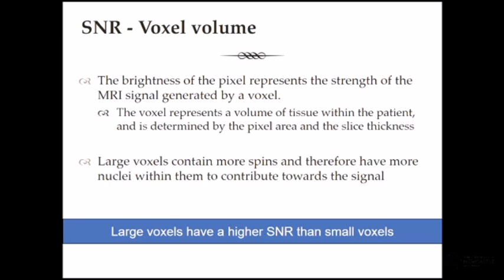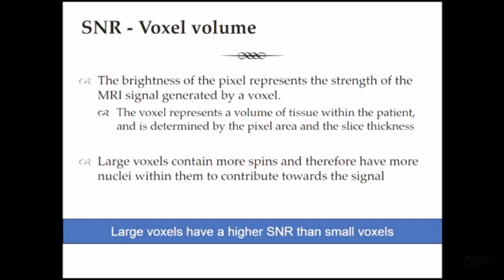Voxel volume. The brightness of the pixel represents the strength of the MRI signal generated within that voxel, so it's dependent on how many spins are in that voxel. The voxel represents the volume of tissue within the patient and is determined by the pixel area and the slice thickness. As I said before, a 256 by 256 field of view, divided by that size matrix, will give us a 1 millimetre squared pixel face. Then the slice thickness tells us how much volume is within that voxel.